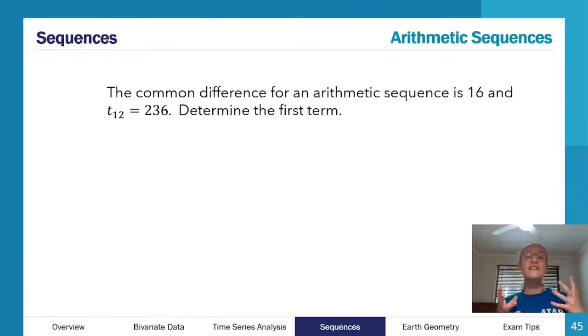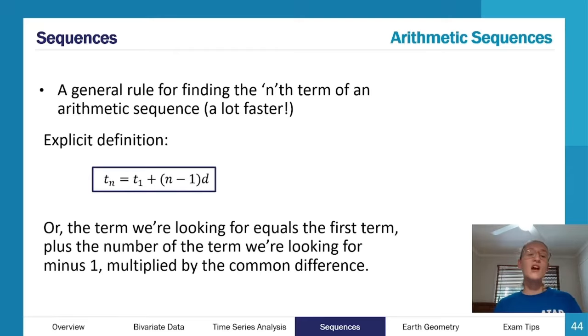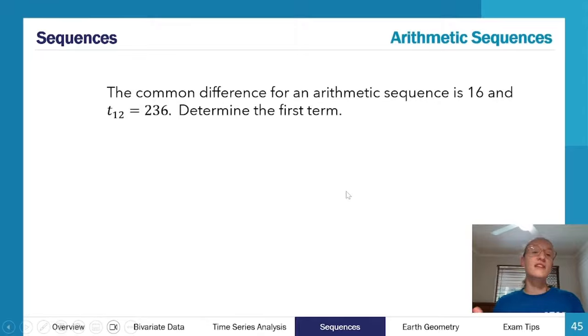The common difference for an arithmetic sequence is 16 and term 12 is 236. Find the first term. Here we've jumped straight into a trickier example. Before, the formula was arranged so that we were looking for Tn, but here I've given you Tn, it's 236, and I want us to find a different unknown. Same step, same process, same algebraic thinking.